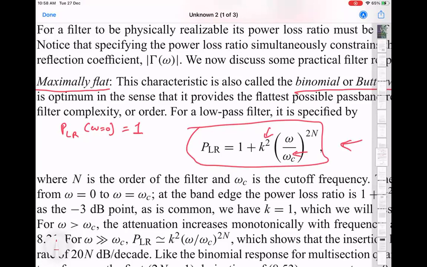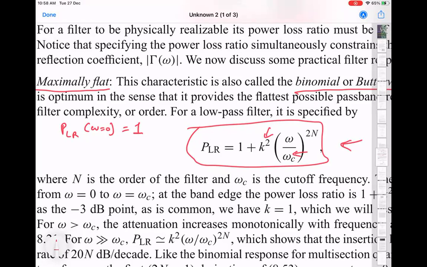So this other quantity, which is this power 2n, basically determines how quickly the loss is going to increase once you cross the cutoff frequency. So this basically tells you how effectively, or what is the range of frequencies it's going to start rejecting.